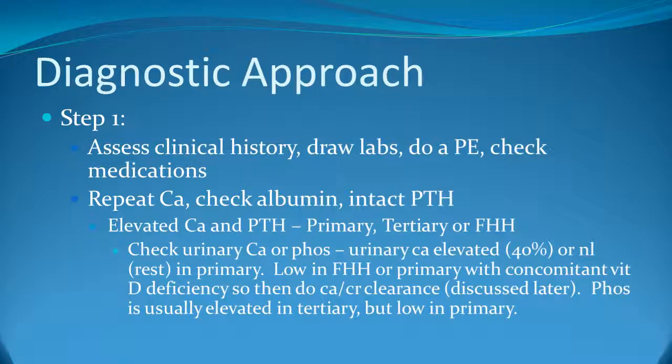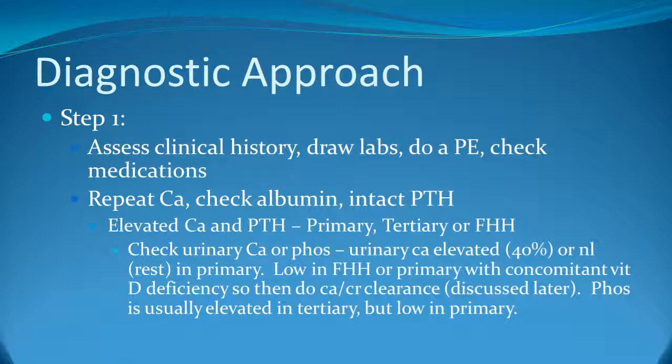Step 1. First we need to assess the clinical history, draw the blood test, do physical examination, check medications, repeat calcium, check albumin, intact PTH. Elevated calcium and PTH suggest primary or tertiary hyperparathyroidism, and check urinary calcium or phosphate.